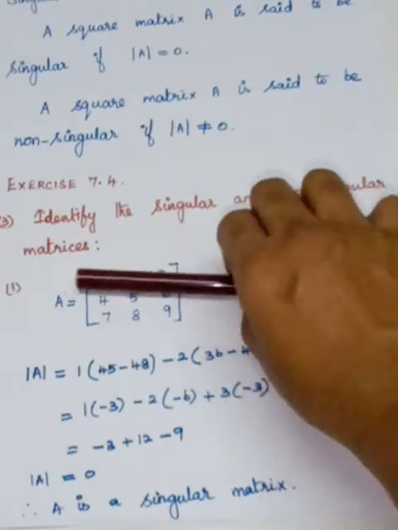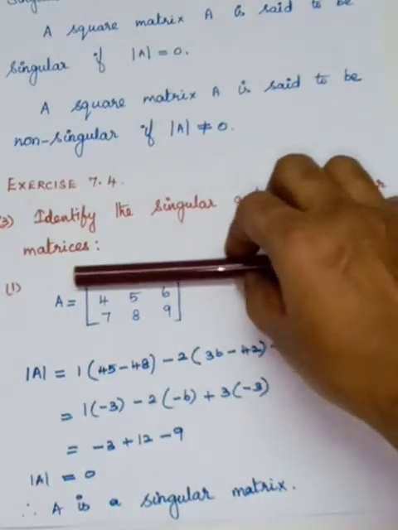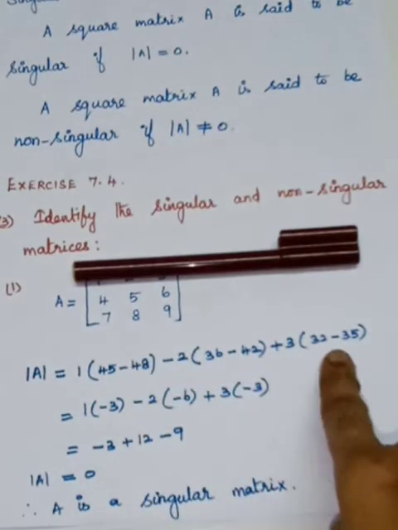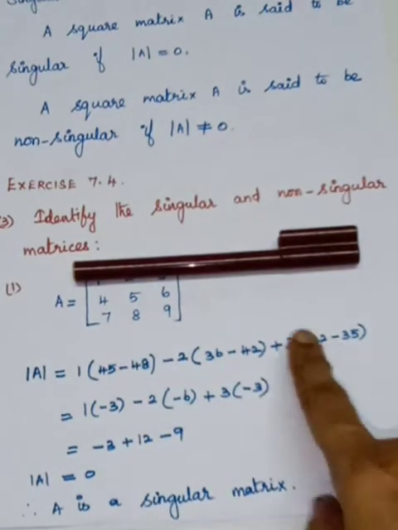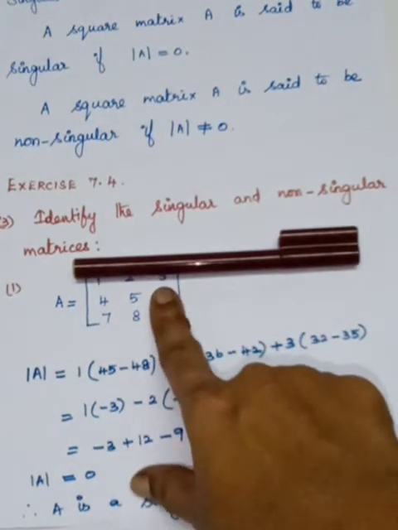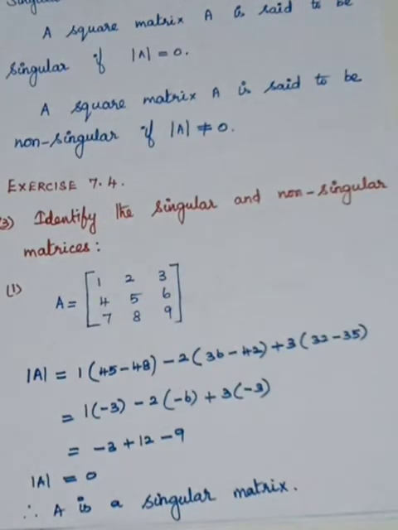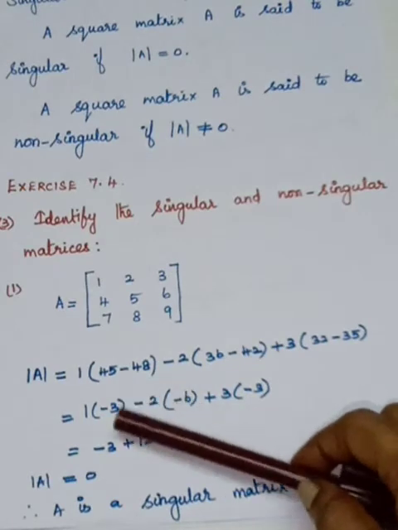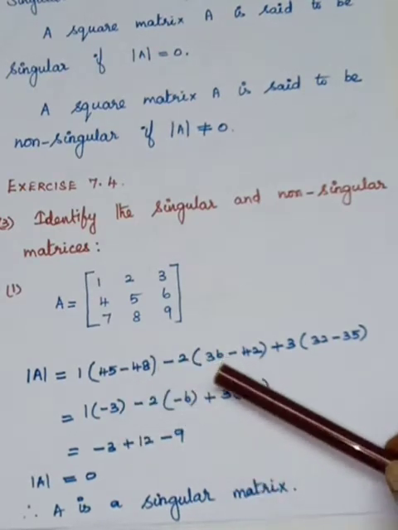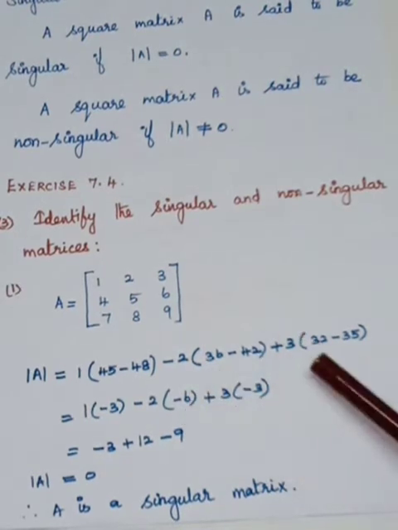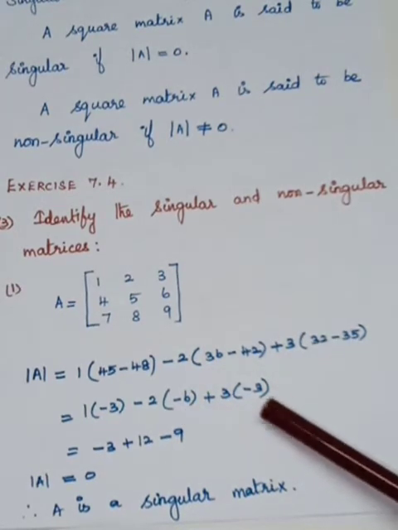42. Next, plus 3 into, delete the first row and the third column. 8 fours are 32. In between you have to write minus. 7 fives are 35. So it is 35. So when you simplify, see that here 45 minus 48 is minus 3. And 36 minus 42 is minus 6. 32 minus 35 is minus 3.